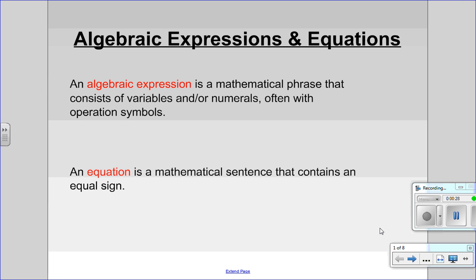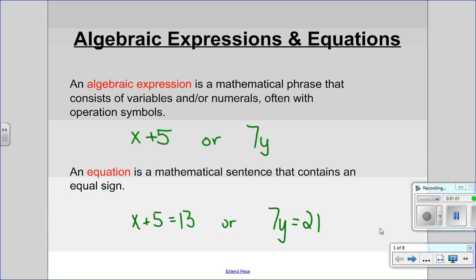This would be something like x plus 5, or 7 times y, or 7y. An equation is a mathematical sentence that contains an equal sign as well. So this would be something like x plus 5 equals 13, or 7y equals 21. The distinction is primarily that one contains an equal sign and one does not.